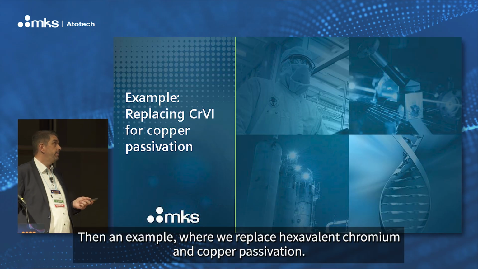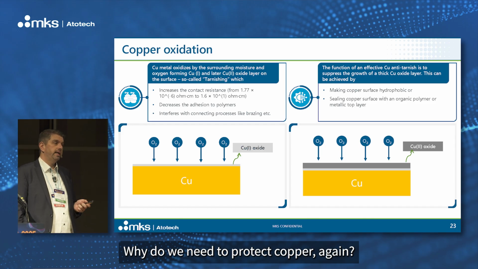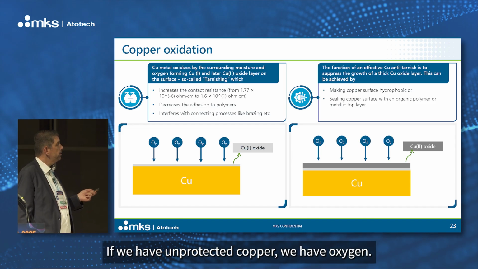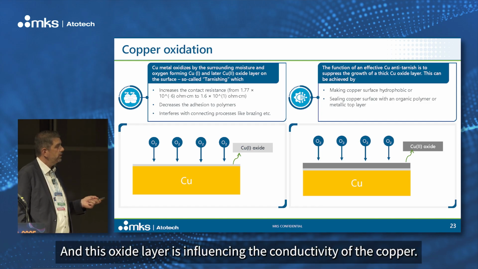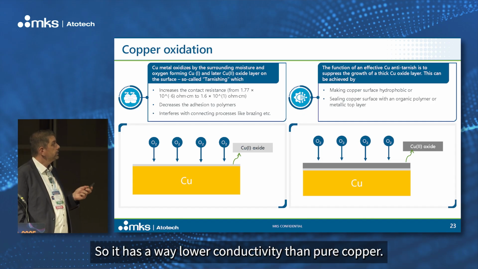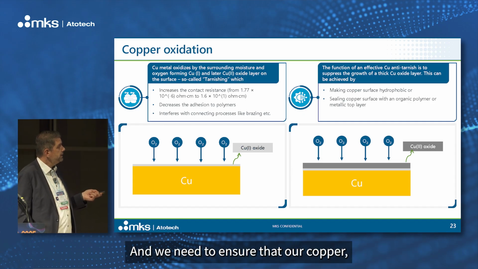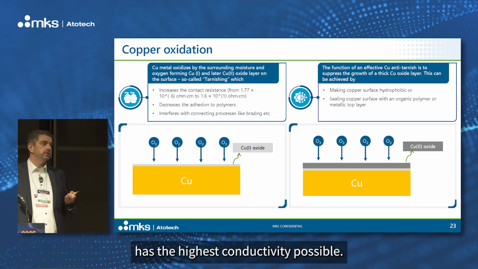Yes, then an example where we replace hexavalent chromium in copper passivation. Why do we need to protect copper? Again, if we have unprotected copper, we have oxygen, the copper will oxidize over time, and this oxide layer is influencing the conductivity of the copper, so it has a way lower conductivity than pure copper, and we need to ensure that our copper, especially if we use it in the battery, has the highest conductivity possible.